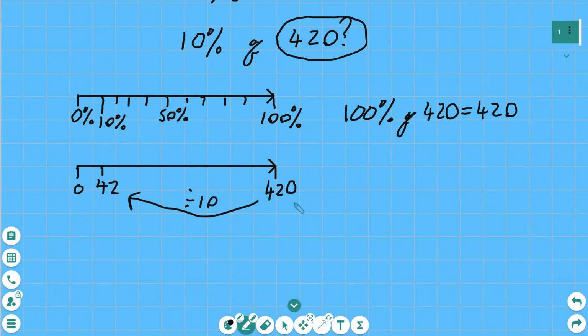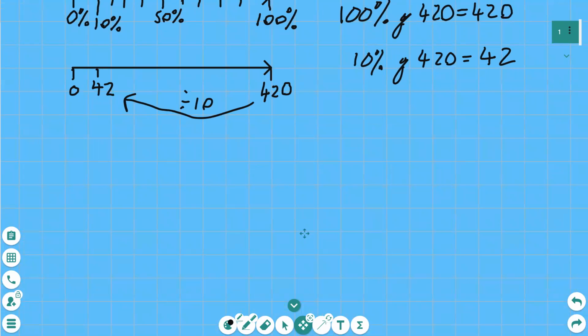And when you divide numbers with zeros on the end, you can just get rid of the 0 on the end, which we'll talk about in a different video. So 10% of 420 is 42. Done. Good. Let's go on to the next one, shall we? Let's do another one. Let's just practice.